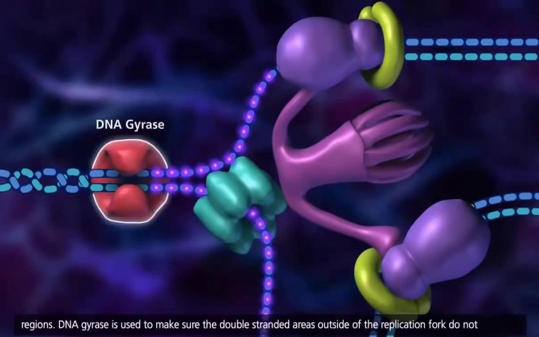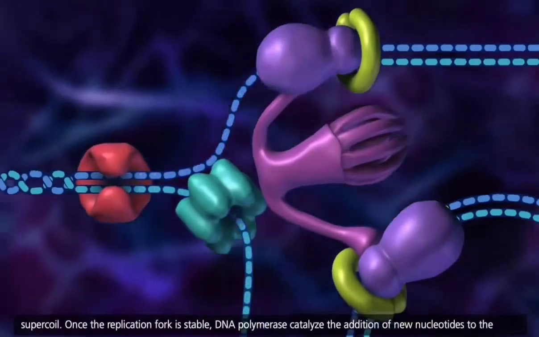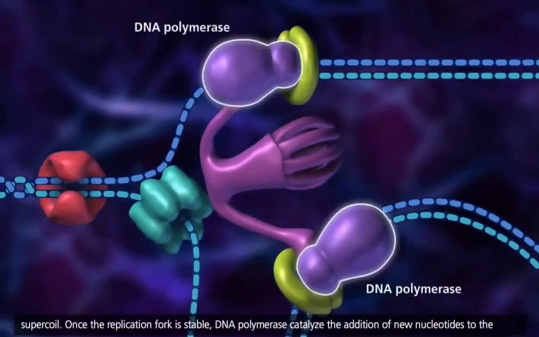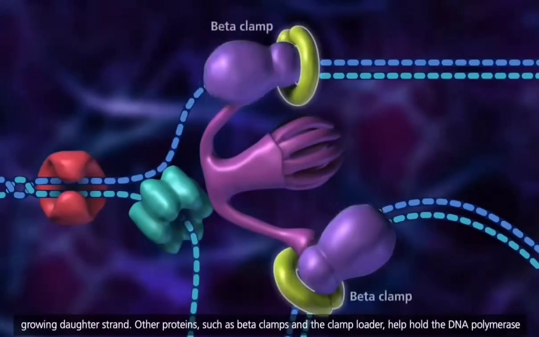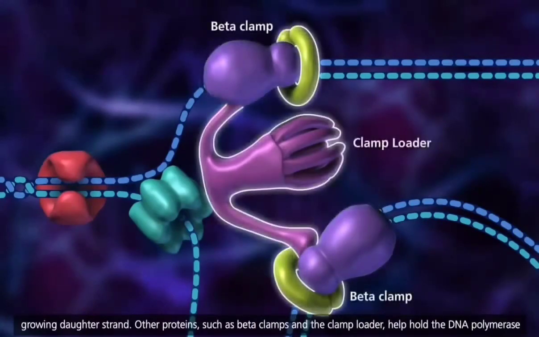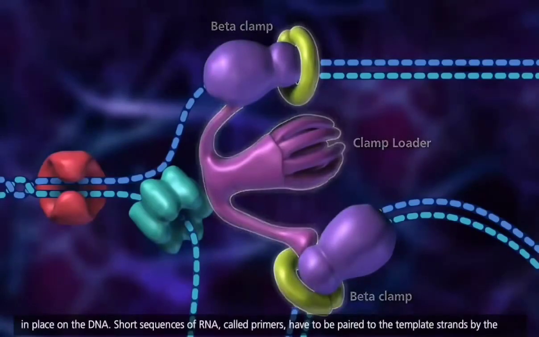DNA gyrase is used to make sure the double-stranded areas outside of the replication fork do not supercoil. Once the replication fork is stable, DNA polymerase catalyzes the addition of new nucleotides to the growing daughter strand. Other proteins, such as beta clamps and the clamp loader, help hold the DNA polymerase in place on the DNA.